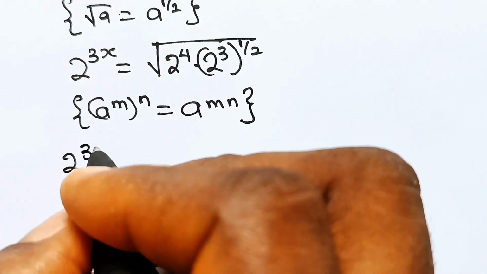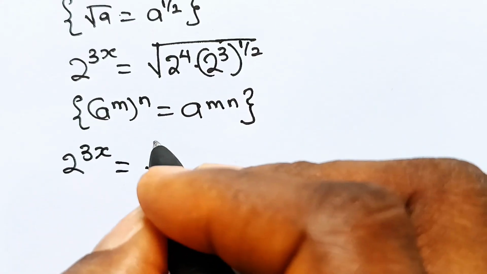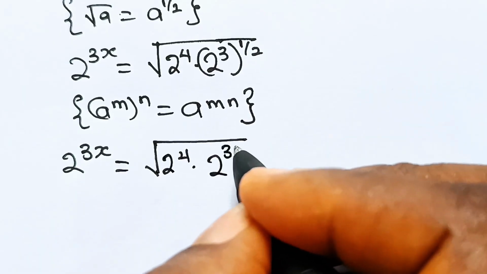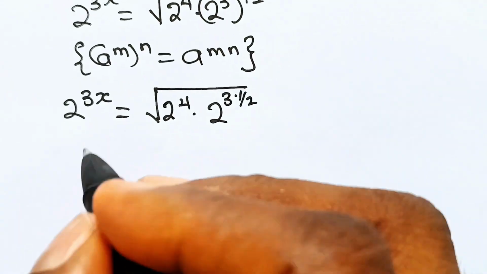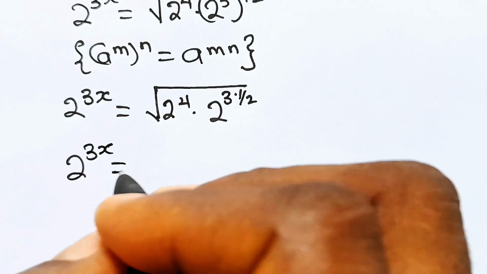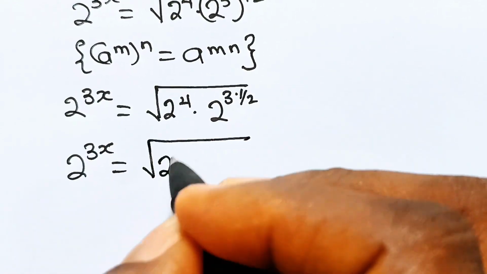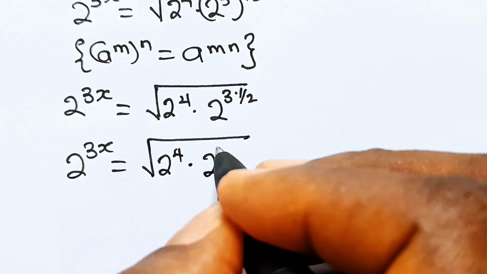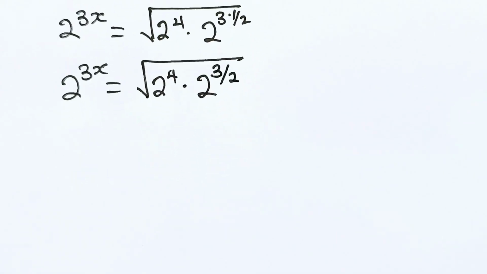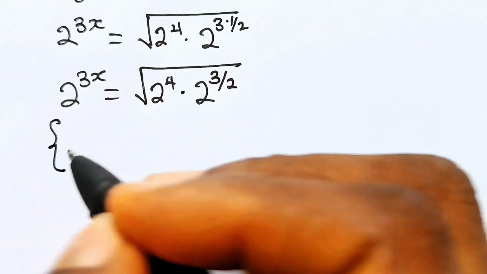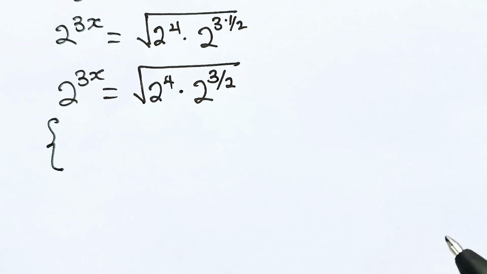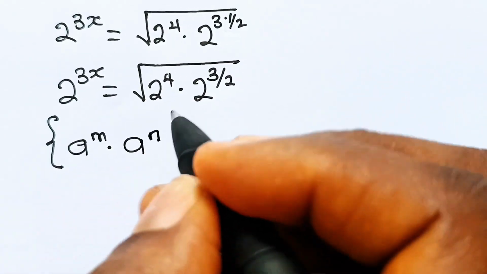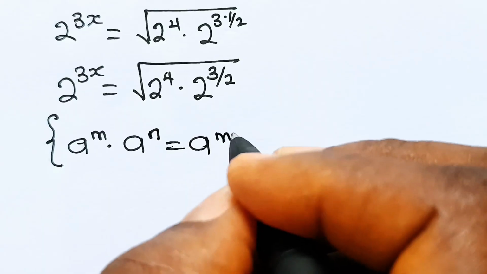So we have 2 to the power of 3x is equal to the square root of 2 to the power of 4 multiplied by 2 to the power of 3 multiplied by half. So 2 to the power of 3x is equal to the square root of 2 to the power of 4 multiplied by 2 to the power of 3 times 1 is 3 over 2. Now remember this law of exponents that states that a to the power of m multiplied by a to the power of n is equal to a to the power of m plus n.